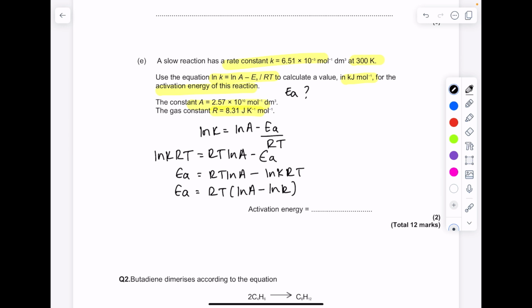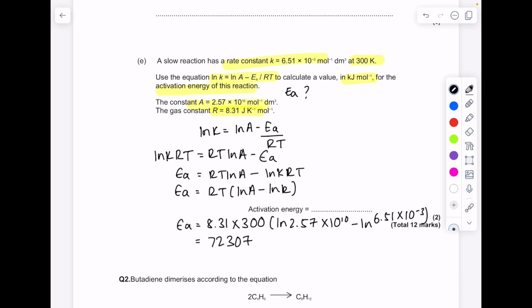And then substitute in your values. R equals 8.31. The temperature we were told is 300 Kelvin. A is 2.57 times 10 to the 10. The rate constant was 6.51 times 10 to the minus 3. Put that into your calculator. That's in joules per mole. So just divide by 1,000 to get it in the appropriate unit.